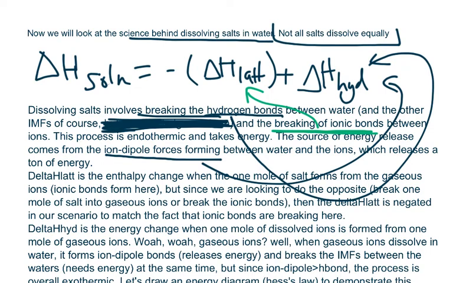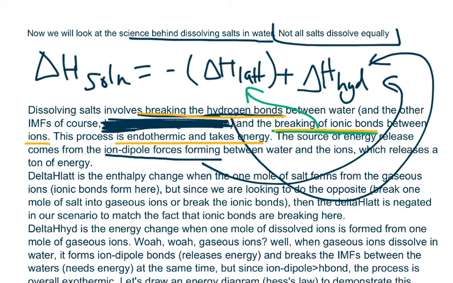Dissolving salts involves breaking the hydrogen bonds between water and the other IMFs, of course, because hydrogen bonding is not the only IMF there is. And it involves the breaking of the ionic bonds between ions. This process is endothermic overall and takes energy since you are breaking bonds. So you gotta do 2 things. You gotta break the IMFs between the water, and you gotta break the ionic bonds between the ions in order to get separate water molecules and separated ions.